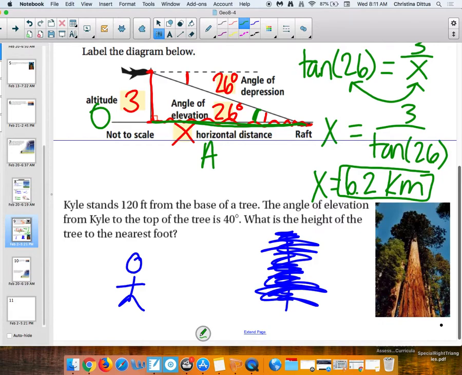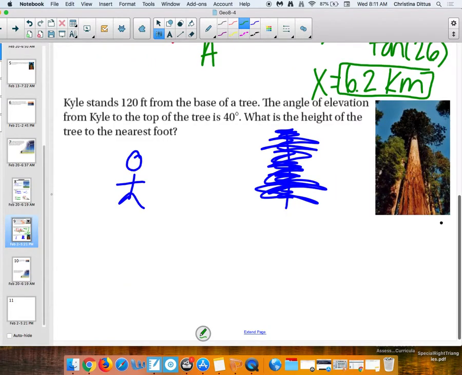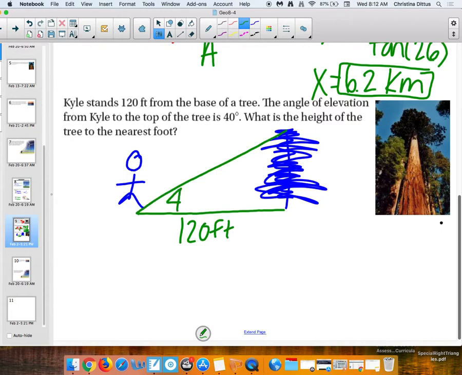Kyle is 120 feet from the base of my tree. The angle of elevation from Kyle to the top of the tree is 40 degrees. I need to find the height of the tree to the nearest foot.